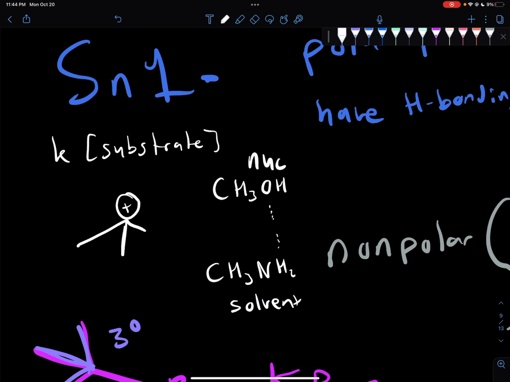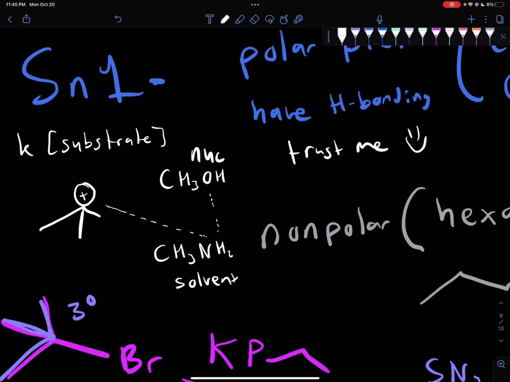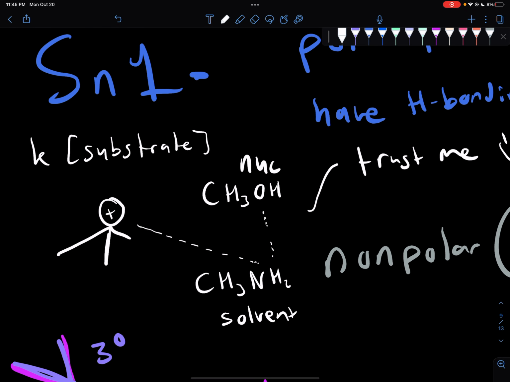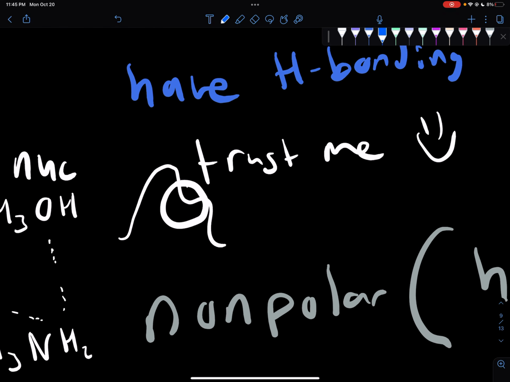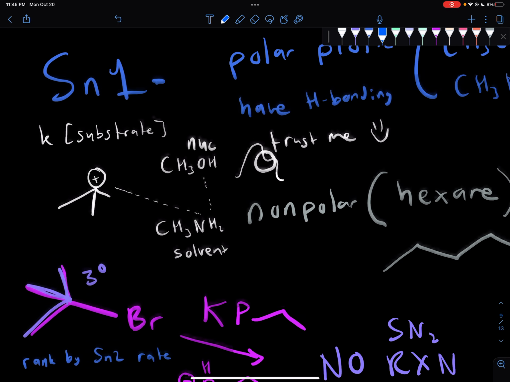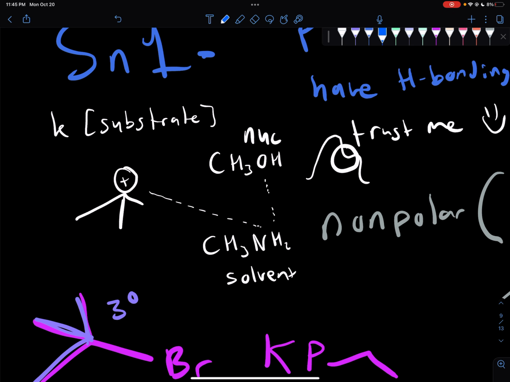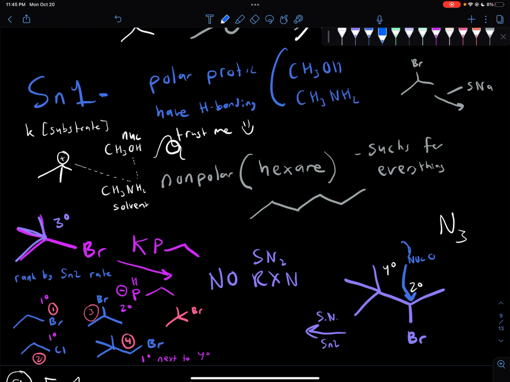Also, I don't know how to explain this well, but the H bonding will stabilize your carbocation intermediate. I can't tell you exactly how, but it just does. Just trust me. It stabilizes your carbocation intermediate, and since our rate determining step is the formation of a carbocation, and as I mentioned at least 6 or 7 times, the stabilization of your intermediate in the rate determining step will influence the rate of the reaction. So if you're stabilizing your intermediate, that's really good for the reaction. That is why SN1 likes polar protic solvents.